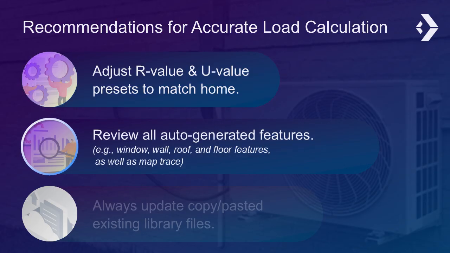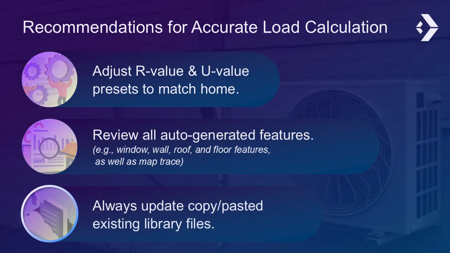Another challenge comes from auto-generated construction features, like windows, walls, roofs, and floors. The default options in the software usually do not match the building exactly. If these features aren't reviewed or adjusted by the contractor, they can lead to inaccurate results. The same goes for the map trace feature. While it's a convenient tool, it can result in incorrect sizing if the contractor doesn't double-check it against actual measurements. Copying from existing library files without updating them with site-specific data also presents an issue. This can create inaccurate load calculations that don't reflect the actual conditions of the home.